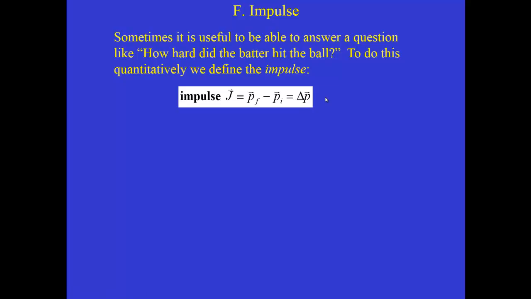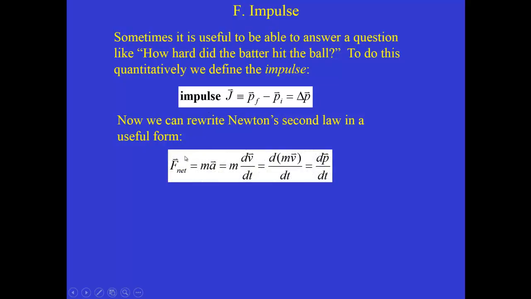It's got not only magnitude but direction, and as a result, impulse has a direction associated with it as well. So in order to flesh this out in a little more detail, to relate the change in the momentum to some other quantities, we can rewrite Newton's second law in a very useful form. So remember, Newton's second law said the net force, the sum of all the forces acting on an object, is its mass times its acceleration.